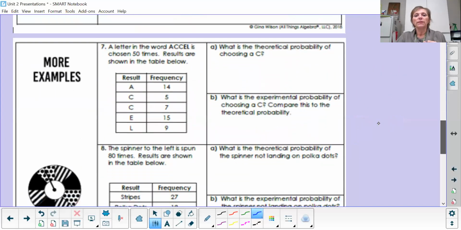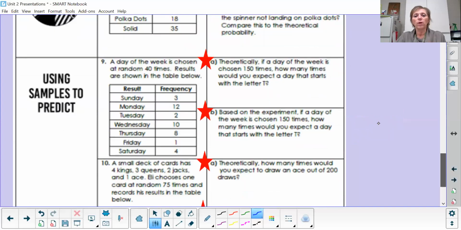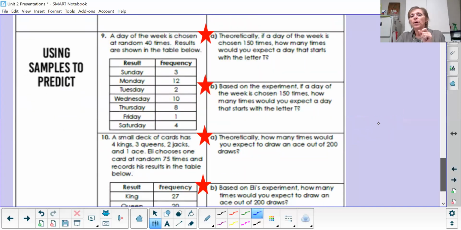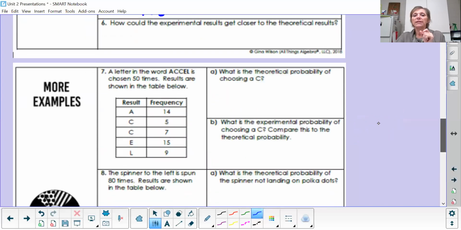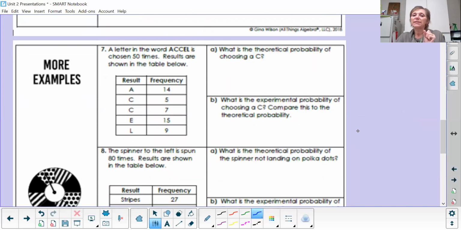Okay, so now I'm going to scroll down. Do you see these 4? The 4 starred problems are like what you will have Friday, so we want to definitely pay attention to those, but these are practice up until then. What is the theoretical probability of choosing a C? Now again, you don't want to think about the results because this, quote unquote, hasn't happened yet. Theoretical is before you get the frequencies.